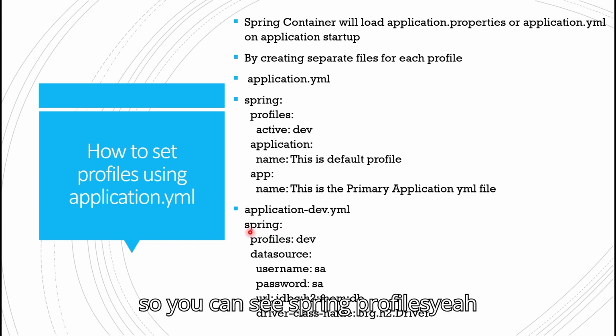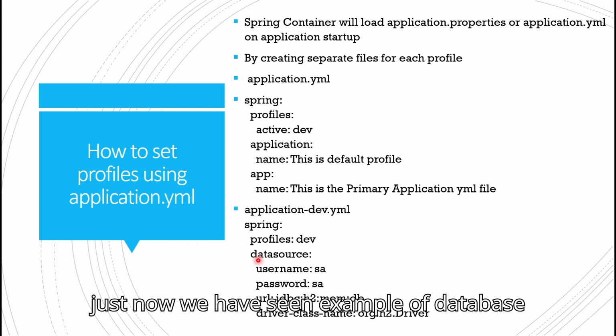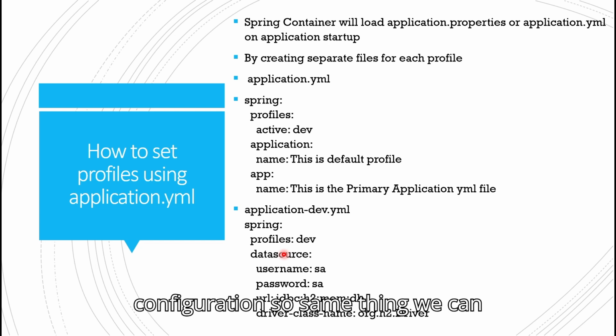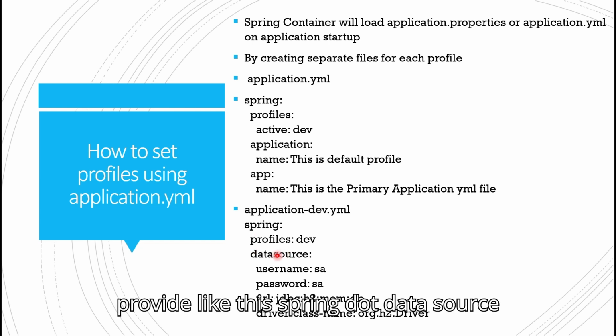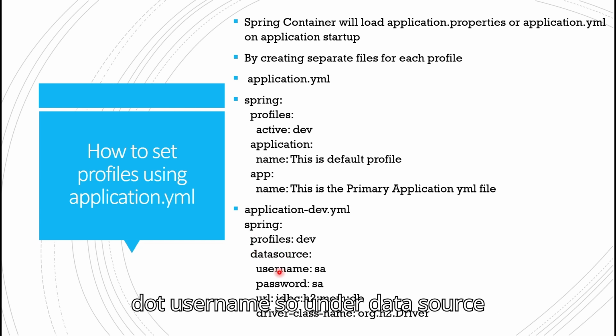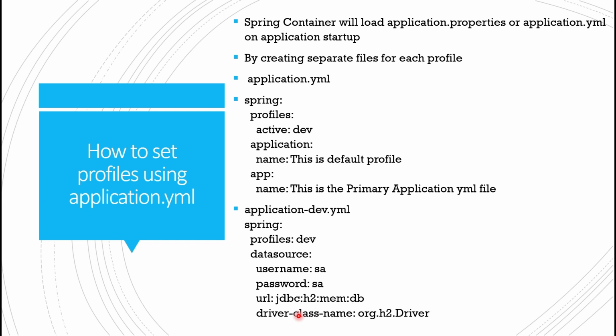So you can see spring profiles, and you can see the dev data source. Just now we have seen an example of database configuration. So the same thing we can provide like this: spring.datasource.username. Under datasource, we have these different properties: username, password, URL, driver class name.